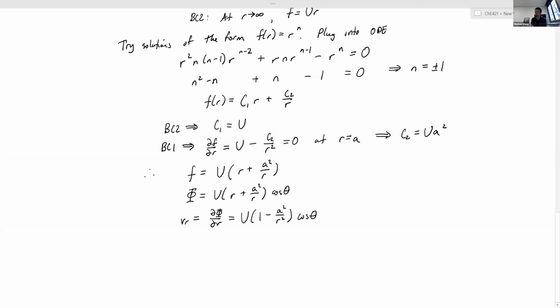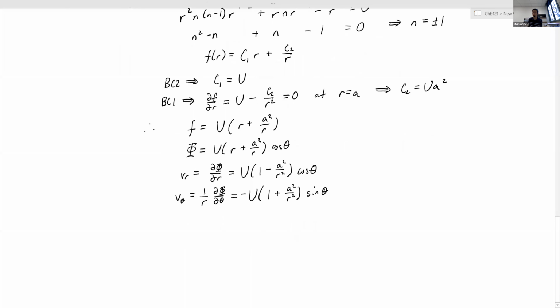And then v theta is 1 over r times d phi d theta. Okay, and so that's minus u times that, because the derivative of cosine is equal to negative sine. Let me make sure I'm not ambiguous. That's a 1 over r, not 1 over r squared. Okay, and that's our overall solution.